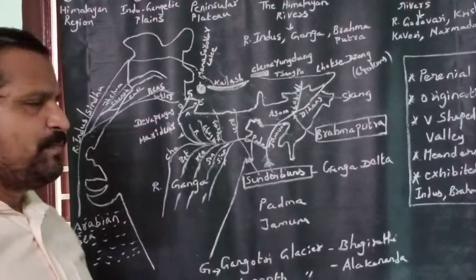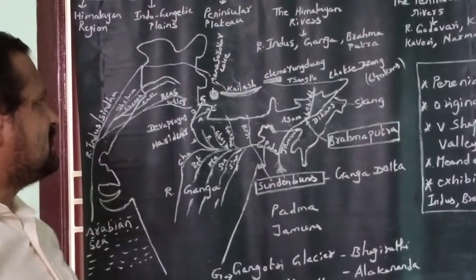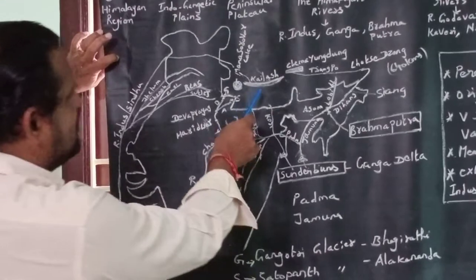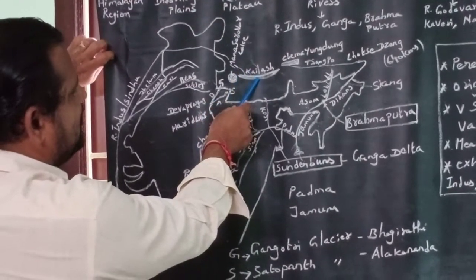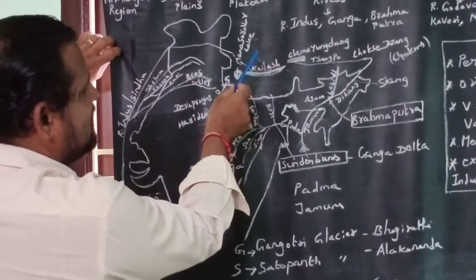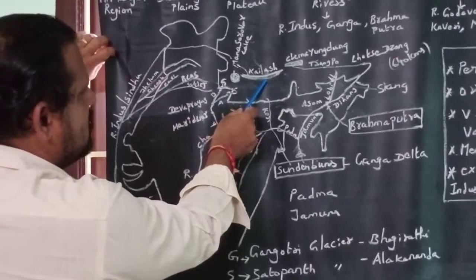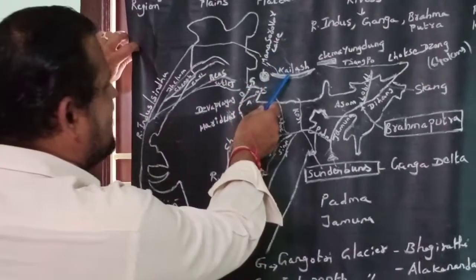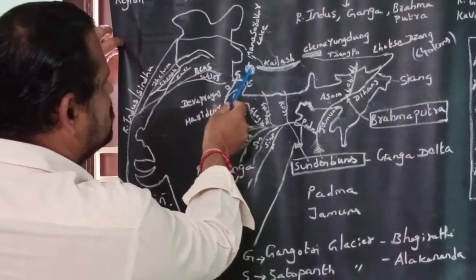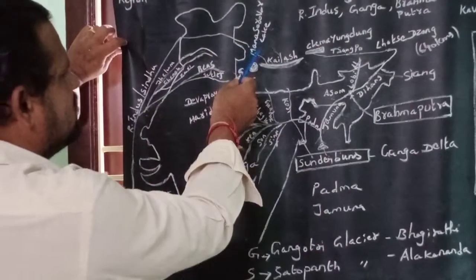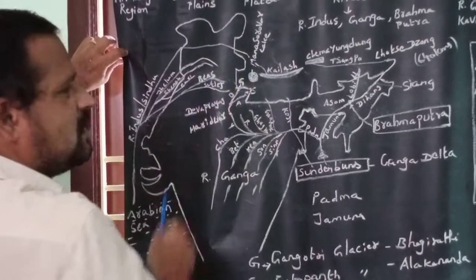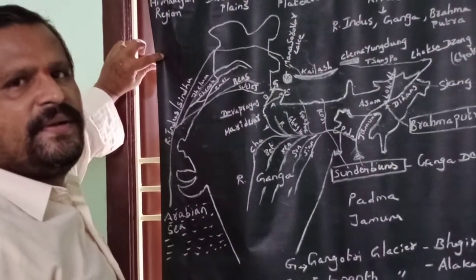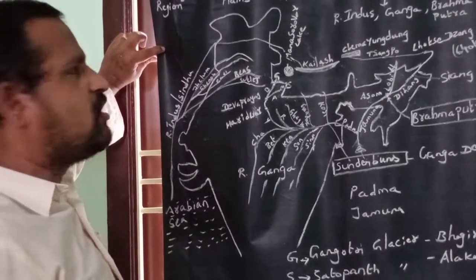Now let me discuss River Indus. River Indus rises in the Kailash range, near Manasarovar Lake in Tibet. Okay, so this River Indus flows in Tibet. Tibet is not a country. Tibet is under the control of China. Tibet is the region which is under the control of China.